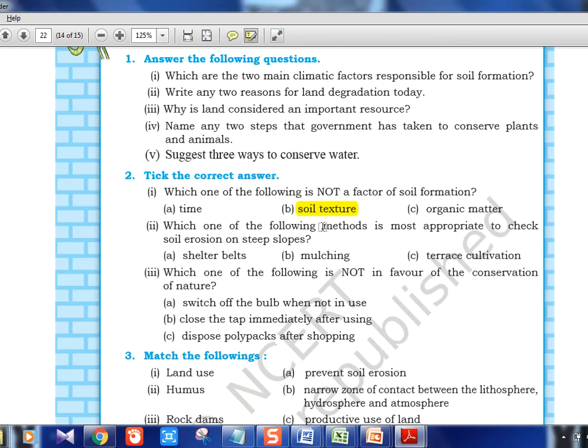Which one of the following methods is most appropriate to check soil erosion on steep slopes? Shelter belt, you know, like the trees we grow on the border. Mulching is the straw we use. Terrace cultivation is something which is used on steep slopes.